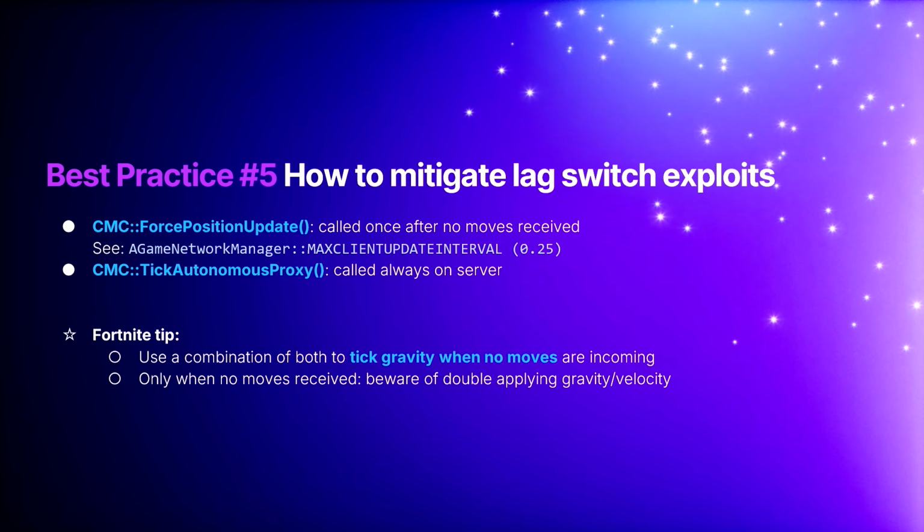Now, what can you do to mitigate this? There are two useful functions for you to override. There's force position updates, which get called one time when the server hasn't received moves for a while. And there's tick autonomous proxy, which the server will always call. Now, Fortnite uses a combination of force position updates to raise a flag, and then in tick autonomous proxy, we tick gravity on the server. This is so that players can't stay in the air forever. So you should also consider how players can exploit using lag switches in your game, and then use these functions to mitigate that.